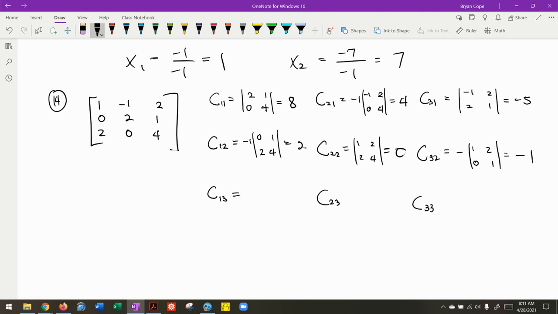Delete first row, third column. Don't worry about the sign. 0, 2, 2, 0. The determinant is negative 4. Oh, the sign out in front has got to be negative on this one. Second row, third column. Second row, third column. 1, negative 1, 2, 0. So that's 0 minus negative 2, 0 plus 2, but there's a negative, so negative 2. And then C33, don't worry about the sign. 1, negative 1, 0, 2, so we've just got 2.